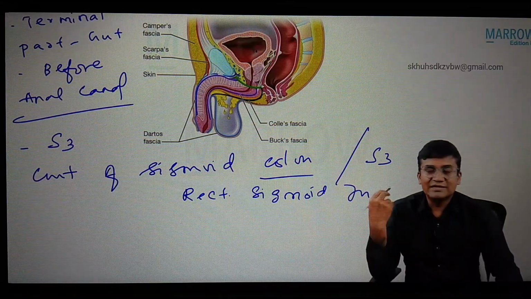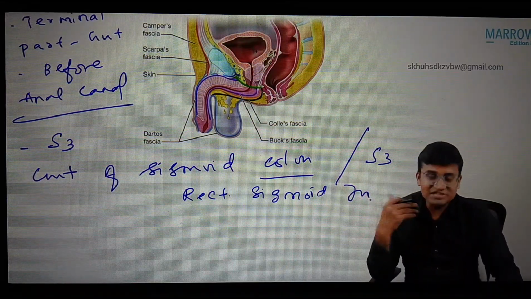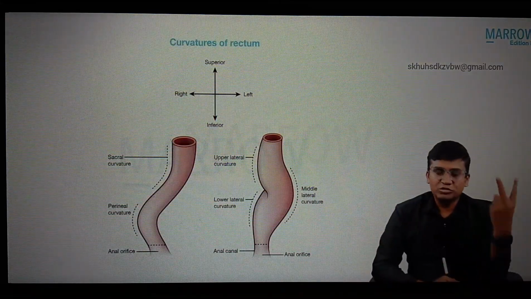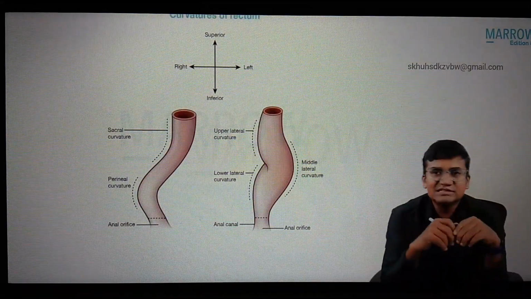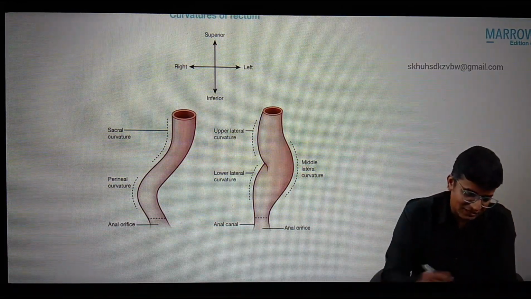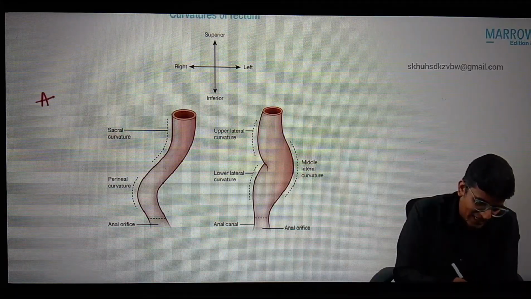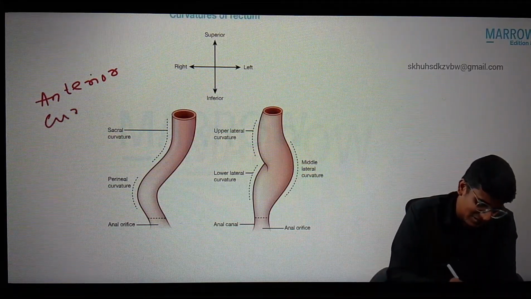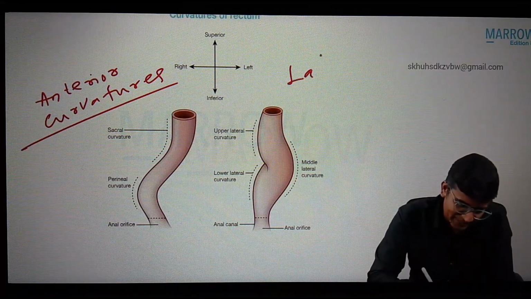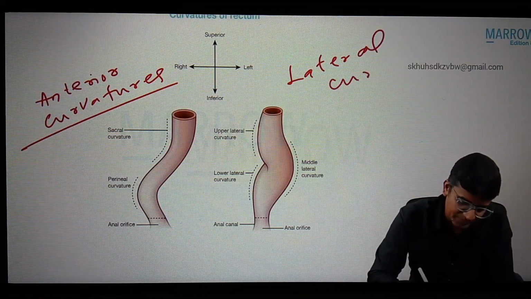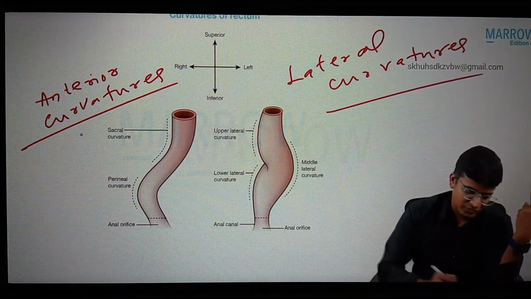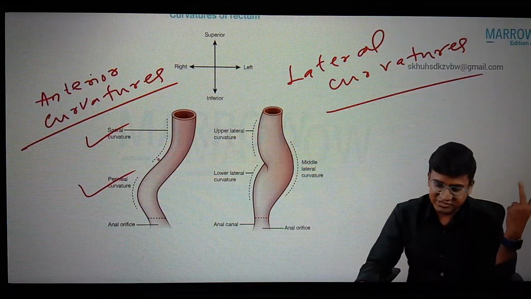Now, I told you rectum means straight, but the rectum is not a straight structure. We have some curvatures. We have two kinds of curvatures in the rectum: one in the anteroposterior axis and the other in the lateral axis. In the first diagram, we are seeing anterior curvatures. In the second diagram, we are seeing lateral curvatures. Let's see one by one. Of the anterior curvatures, we have two: the sacral curvature and the perineal curvature.